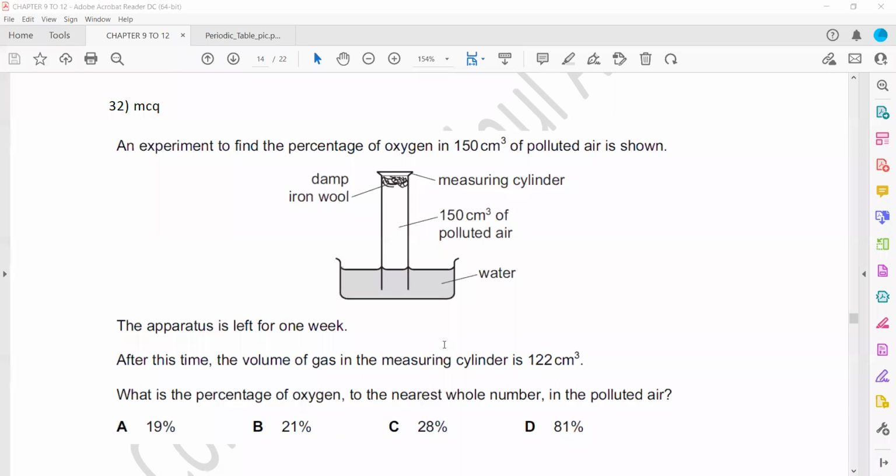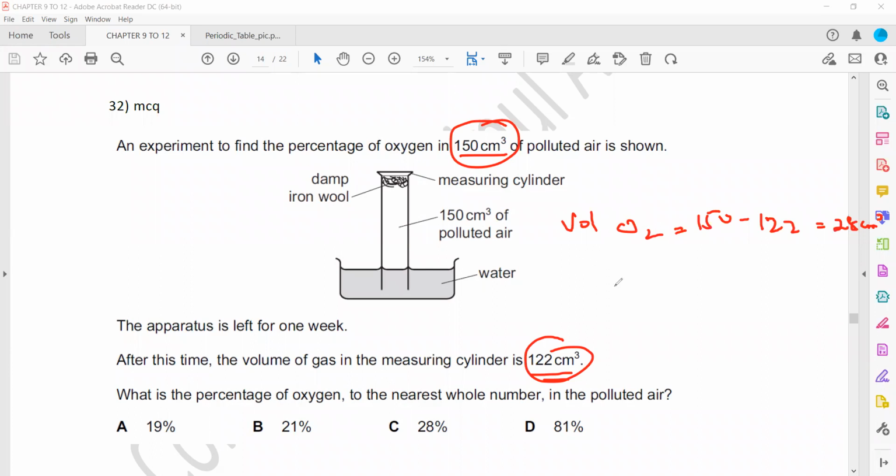In question 32, an experiment is done to find the percentage of oxygen in 150 cm3 of polluted air. The apparatus is left for 1 week. At this time, the volume of gas measured is 122. What is the percentage of oxygen to the nearest whole number? Originally we had 150, and after 1 week we are left with 122. So what is the volume of oxygen? It is 150 minus 122, so the volume of oxygen is 28 cm3.